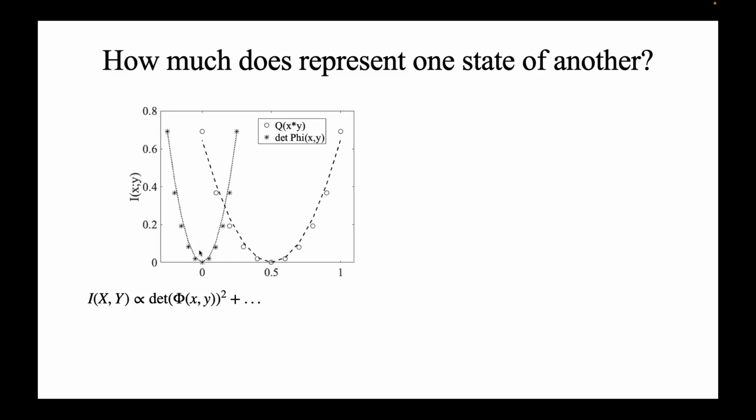What turns out, what you see here is, here you have the determinant of the joint probability distribution. This is this one here. And here, these are simulated points, these stars, while these dashed lines are an approximation, and this approximation is simply the determinant of the joint probability distribution squared. In lowest order; higher orders go with order 4, 6, 8, and so on. But as you see, the approximation is quite good.